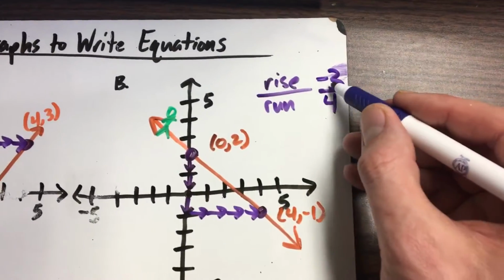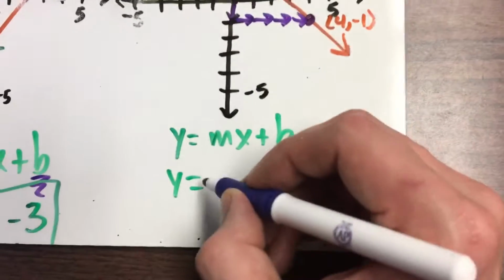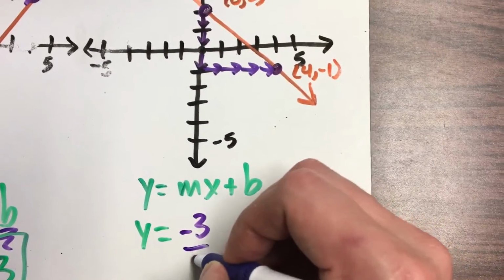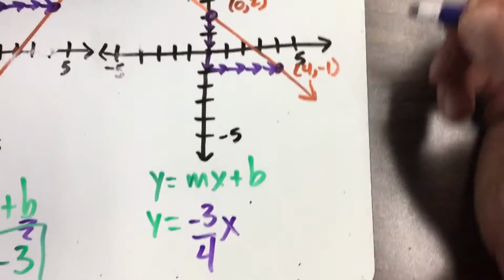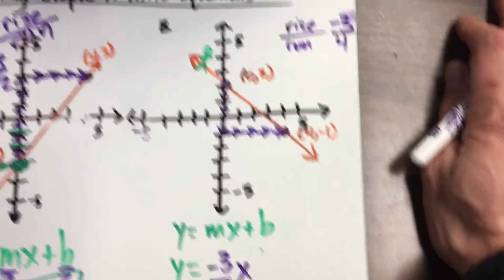That is your slope. Down 3 means negative. So right here, negative signifies we went down. Down 3, over 4. Put the x on there because the slope is always connected to the x. And then just look at your line.